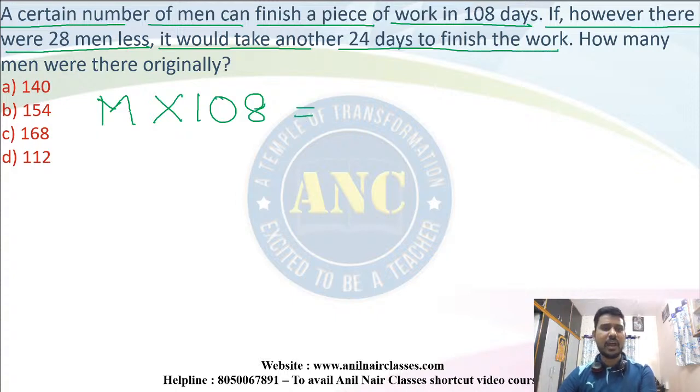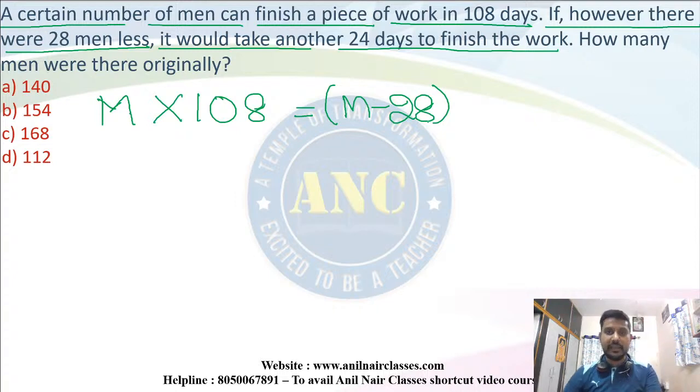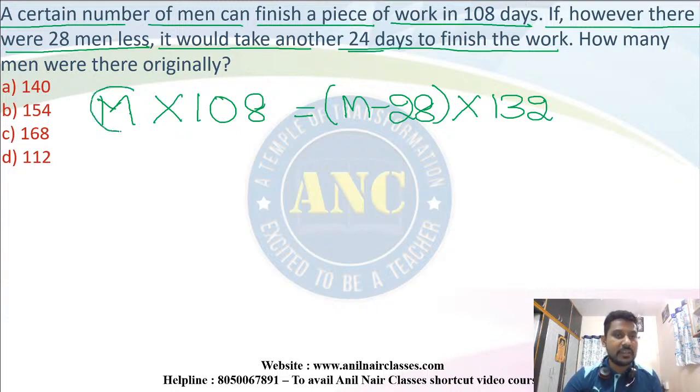Now, instead of having M people, if there were 28 men less, so it is M minus 28, because the number of people is decreasing, earlier it was taking 108 days, now it would have taken 24 days more. It will be taking 132 days, right? How many men were there originally? That means you need to find out the M value in this question.